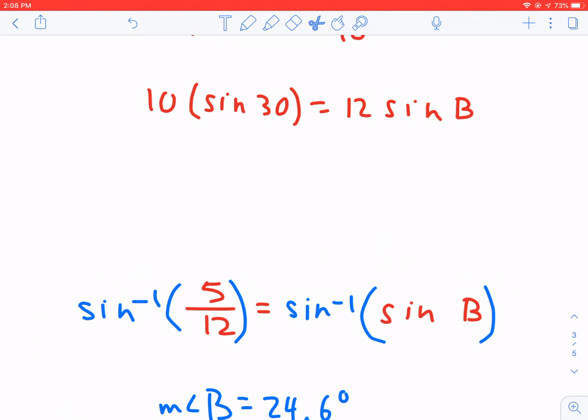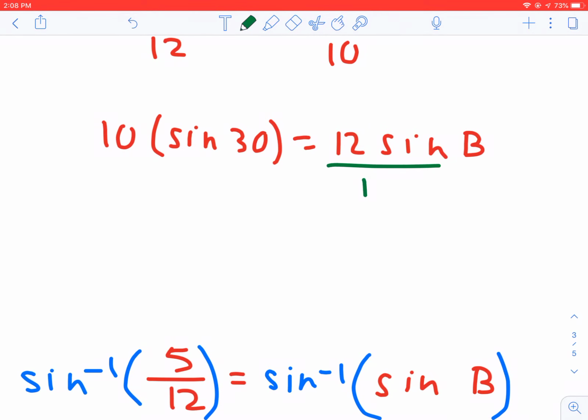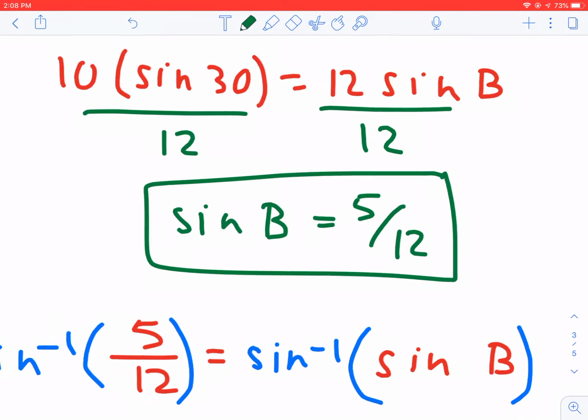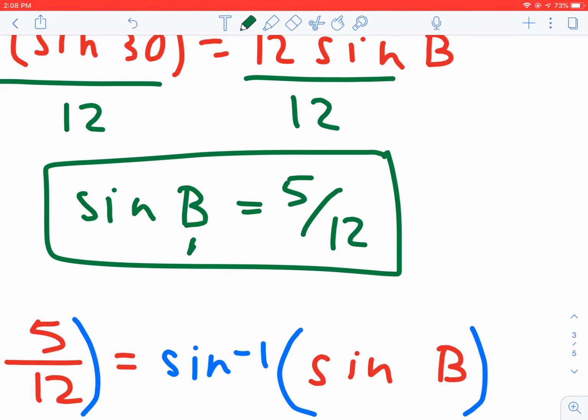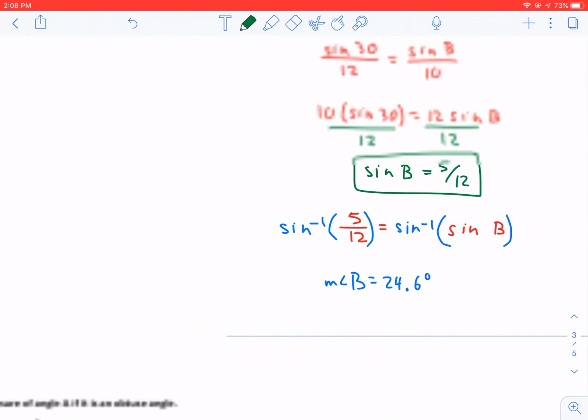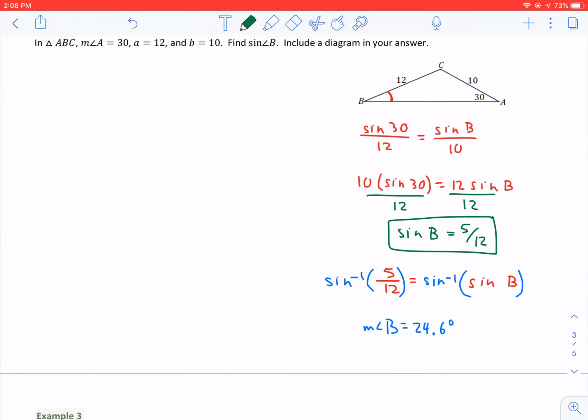This is if we wanted to find the angle. What is the sine of B equal to? We'll divide both sides by 12. Sine of B is equal to 5/12. Alright, that is the answer. If you did the inverse trig now to get the actual measure of angle B, B is about 24.6 degrees.